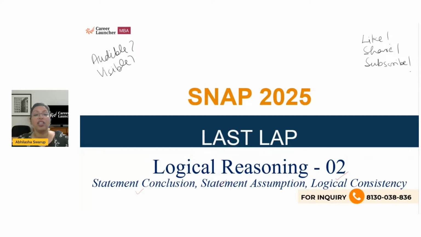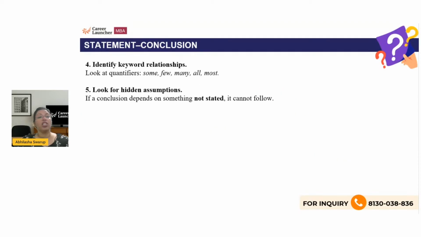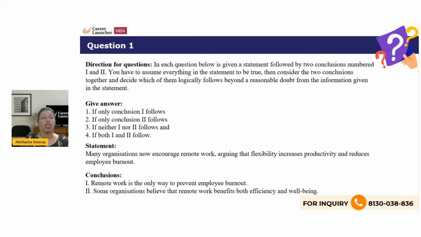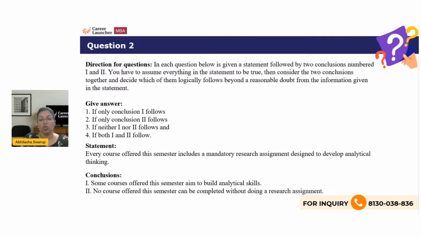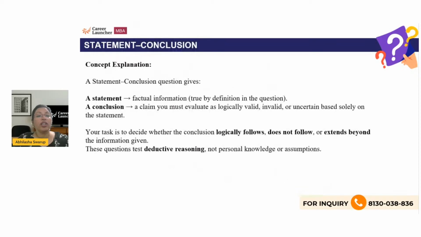So let's get started. We've got some topics: statement conclusion, statement assumption, logical consistency. I thought we will cover these three topics today. Okay, so let's quickly take a look. What is statement conclusion? This is what a question on statement conclusion looks like. You're given a statement, followed by two conclusions, sometimes more than two. And you have to identify which of these conclusions follow. So the options are only conclusion one follows, two follows, neither follows, and both follow. Let's quickly take a look at what you need to do.